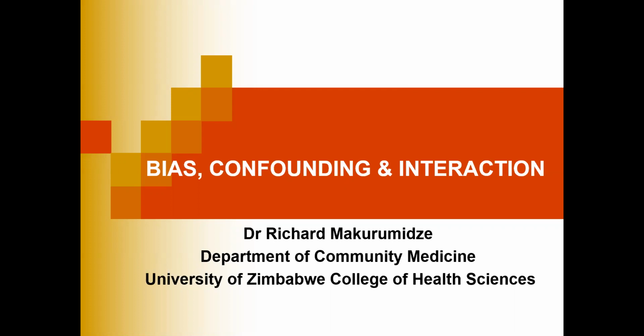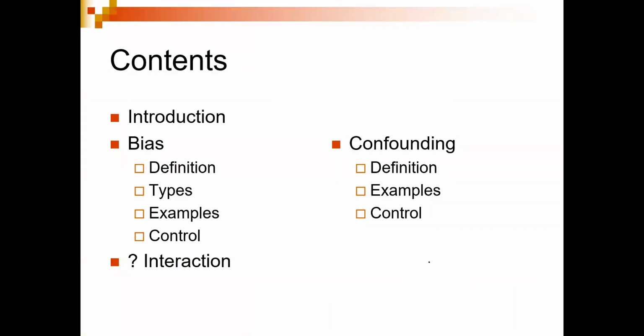So in this lecture, we're going to be discussing bias in confounding. These are some of the issues which are very critical in epidemiological studies. So I'll briefly discuss some background in terms of what is the aim of epidemiology. I'll give an introduction in terms of this concept of bias, interaction, and confounding. I will define these and give examples on some of these terms, so that you can understand them.